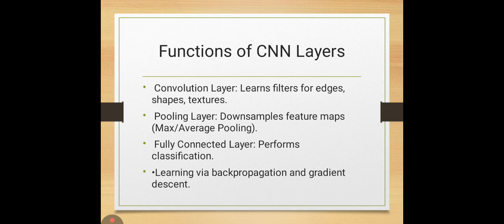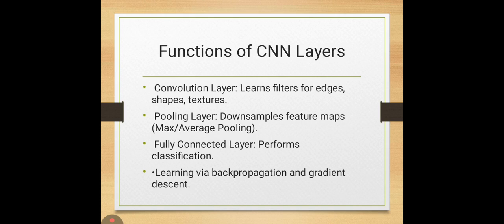When we discuss the fully connected layers, the fully connected layer is similar to the traditional neural network layers. It takes the flattened features from the previous layers, performs classification and produces the final output. This layer decides which class the input image belongs to. In learning, the CNN learns using backpropagation, gradient descent, and optimization. The network adjusts its filter weights to minimize the classification error.